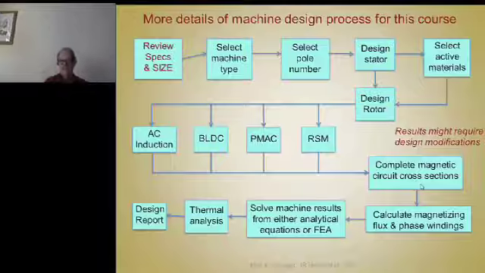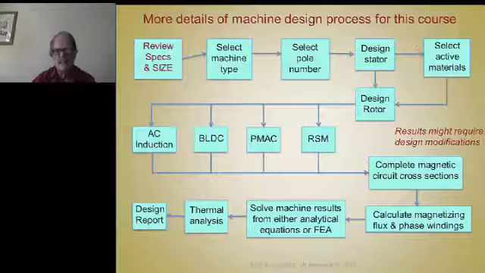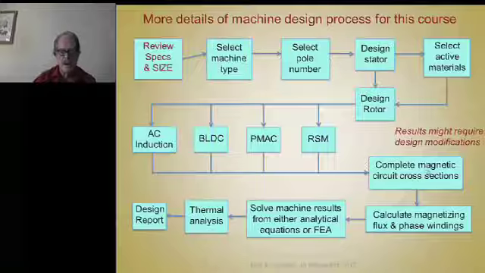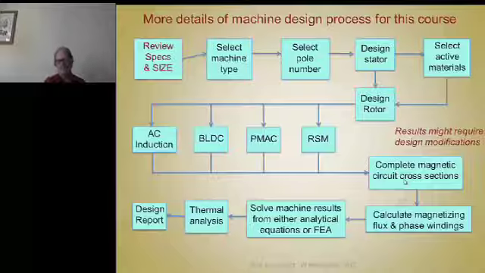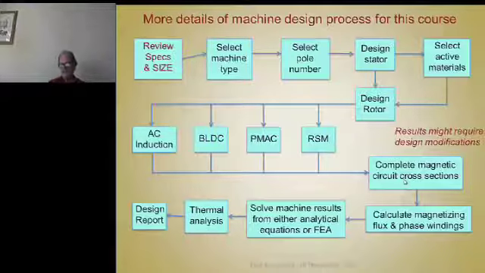And for any of those, you have to complete the magnetic circuit cross-section. And what that means is determining, once you have selected the active materials and the pole number, if you pick one of these PM machines, for example, you're going to know how much flux you have per pole. So then you have to design the laminations to have the right cross-section to carry that flux per pole so it's not saturated.